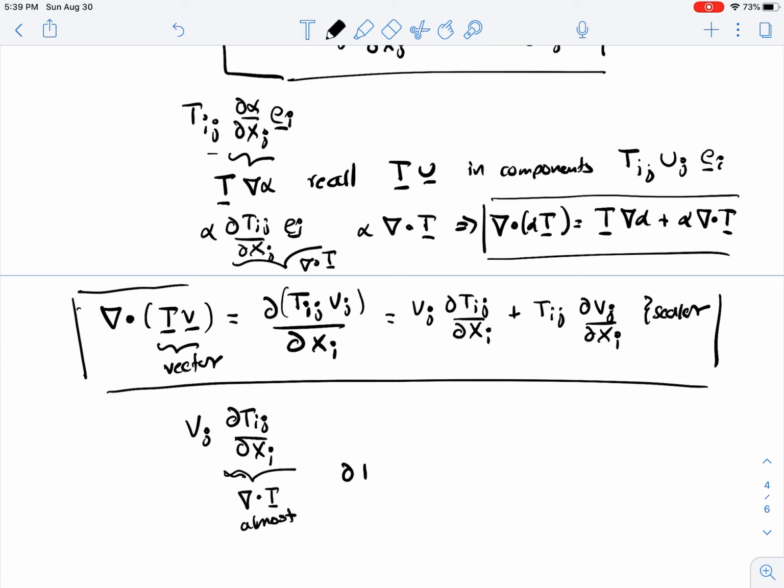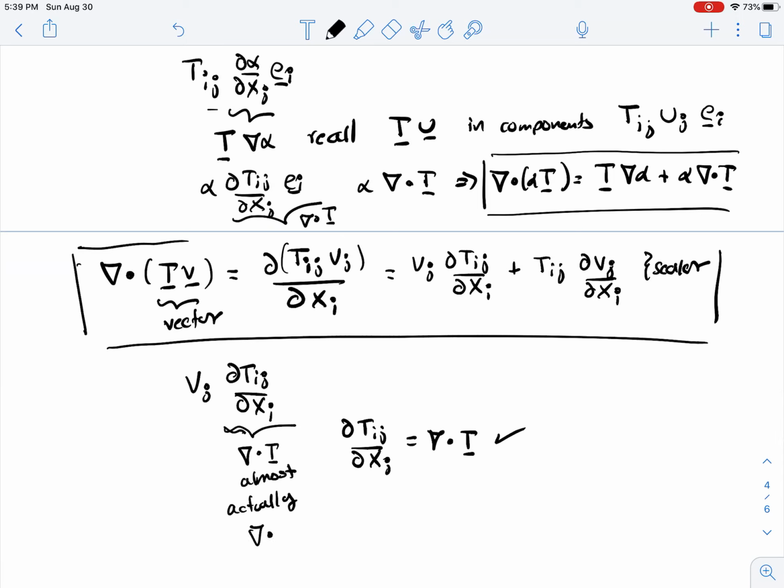Why is it not the divergence of T? Because in the divergence, we have Tij with respect to xj. So that would actually be the divergence of T, right? So what is this partial Tij with respect to xi? That's actually the divergence of the transpose of T.